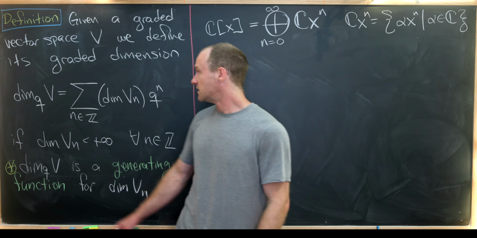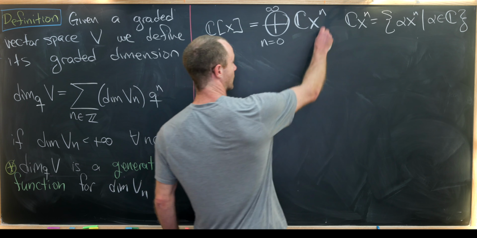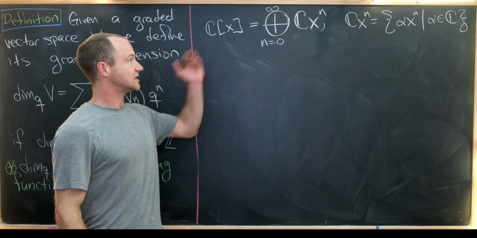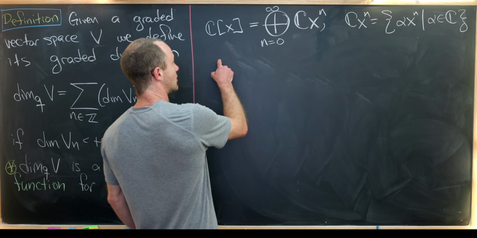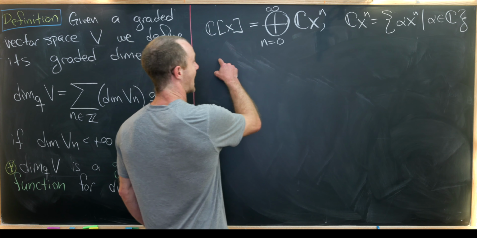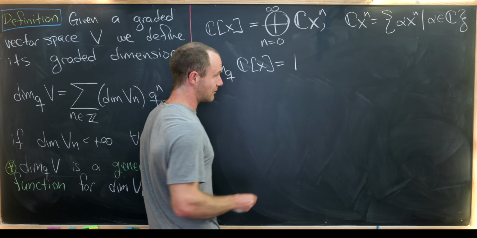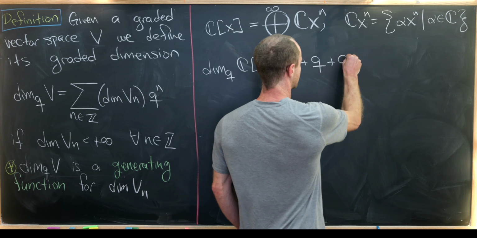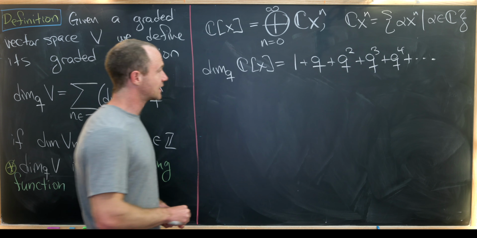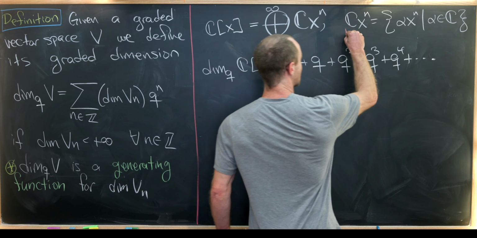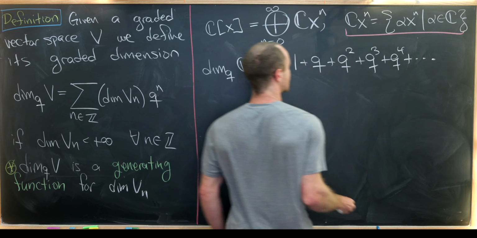Okay, so let's look at what we've got here. So this was the example we looked at before. So we've got our C adjoin X, our polynomial algebra with one variable. And here we know that each component is one dimensional. So if we were to do the q-dimension of C adjoin X, we would get the number 1 plus q to the 1 plus q squared plus q cubed plus q to the 4th plus dot dot dot. And we know it'll be this because, like I said, each of the graded components is one-dimensional.